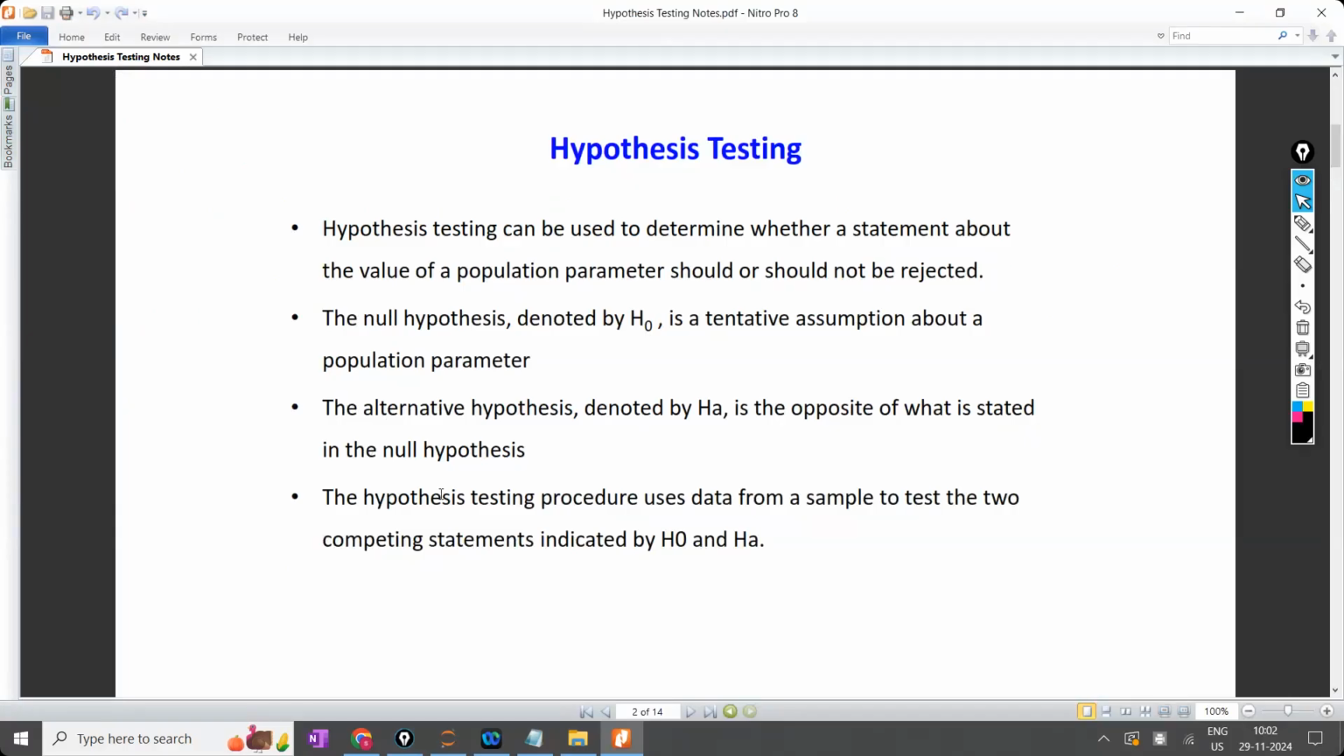Out of these two, one will be correct. Either the null will be correct or this one will be correct. Both cannot be correct at a time, right? Both are opposite to each other, right?